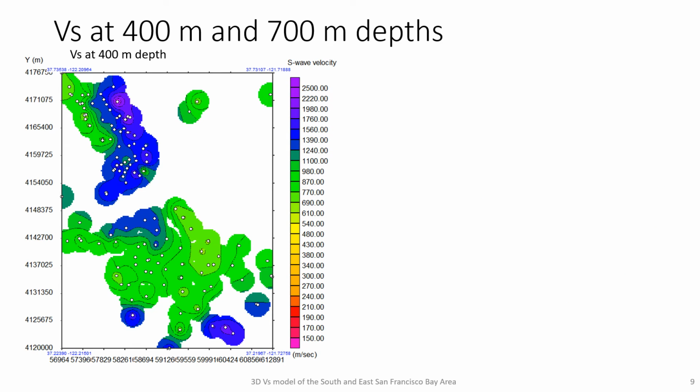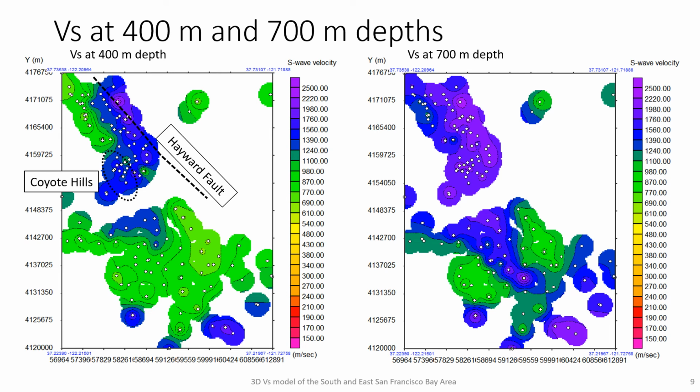Left-hand side is VS at 400 meter depth. Here is the Coyote Hills and Hayward Fault. We can see VS is generally lower at South Bay compared with East Bay. Left-hand side is VS at 700 meter depth. Here is the Coyote Hills and Hayward Fault.